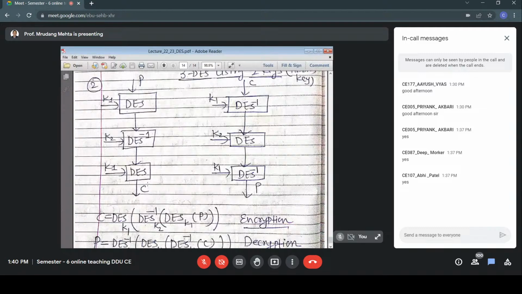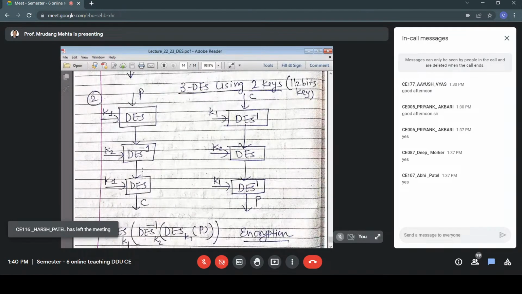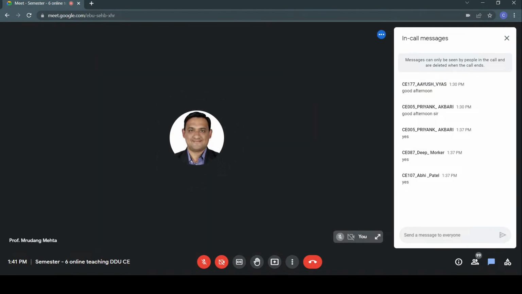Now here it is important to observe that if K1 is equal to K2, if the two keys are the same, then this will nullify the effect of DES and DES inverse. So the first two DES functions are nullified, and it is as good as one time DES. This is what you have to understand. So this finishes our discussion of this DES topic.